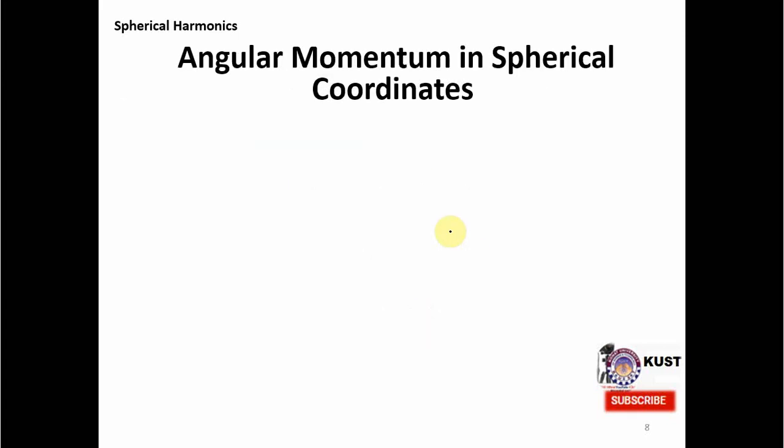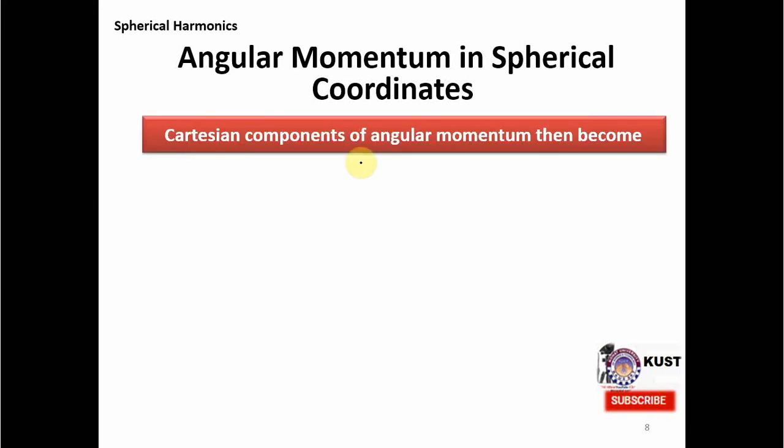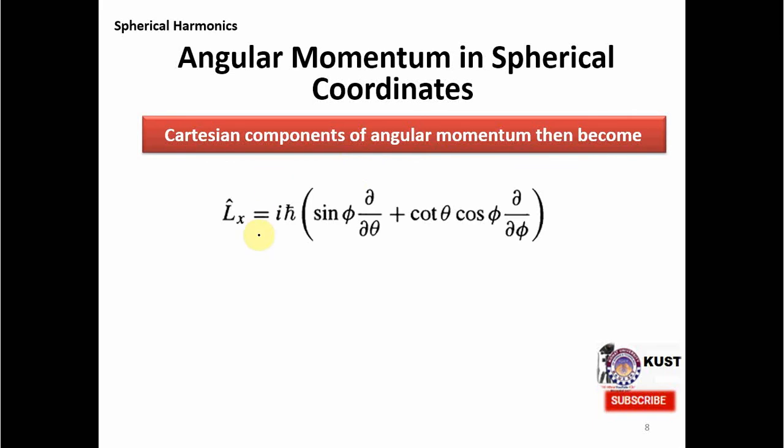Okay, so after reminding you what the spherical coordinates are and how you can move from Cartesian coordinates to spherical coordinates, now we see how our operators can be transformed into spherical coordinates. The Cartesian components of angular momentum then become: this is the relation for Lx, which is equal to i h bar sine phi del by del theta. It is a very important point that it is independent of r. There is no r in here. It depends only upon theta and phi.